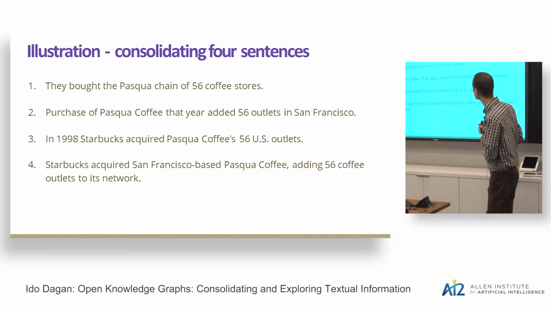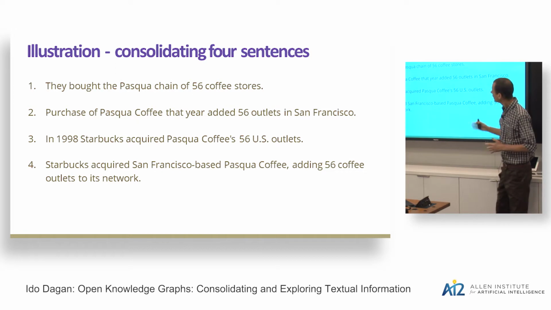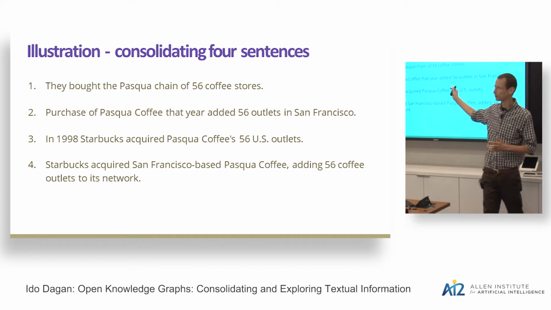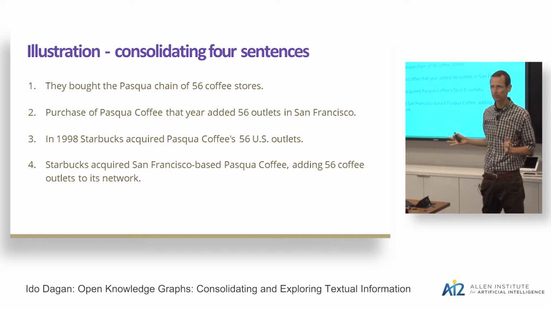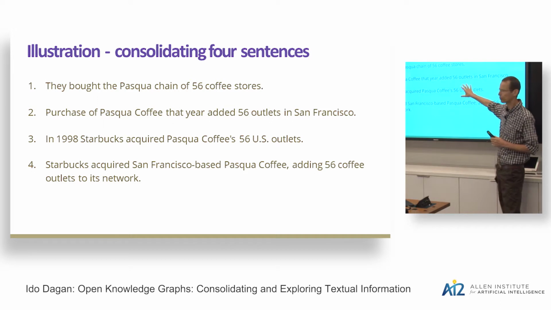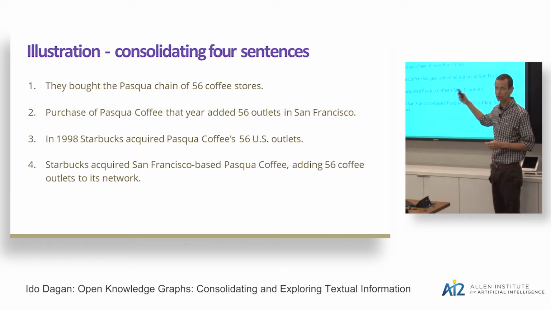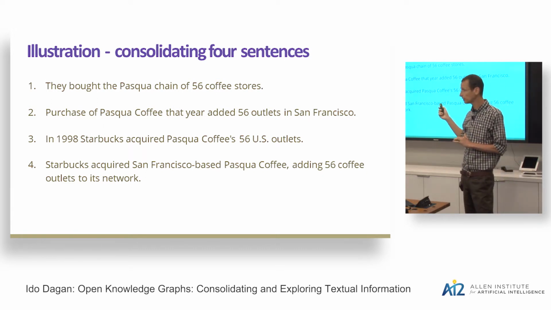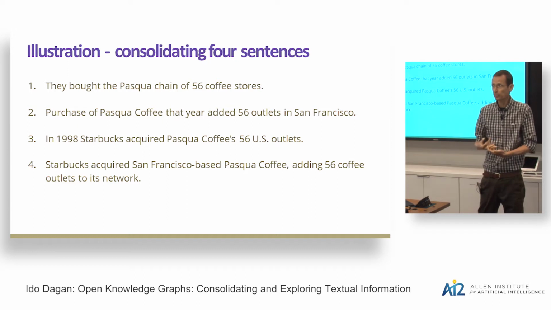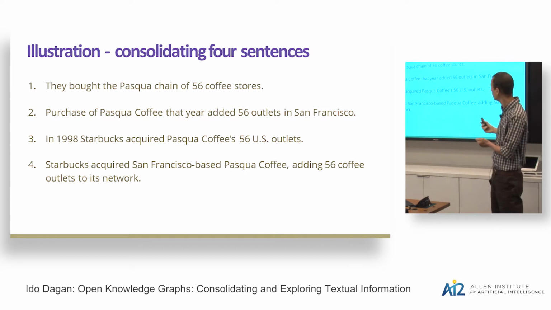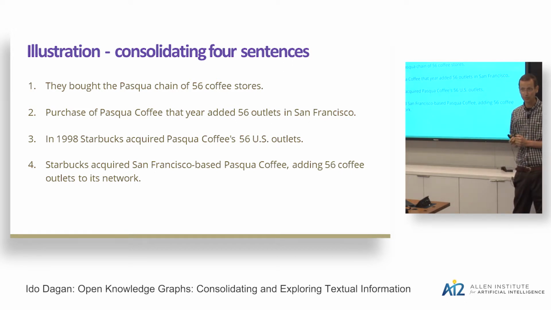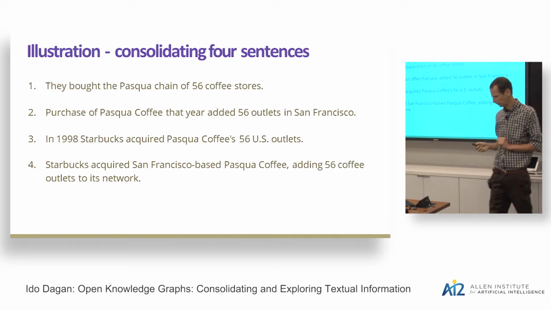So let's start and see how we are about to develop our approach. I'll illustrate our approach using these four sentences. These are four sentences taken from a cluster in a multi-document summarization setting. This was a cluster of documents about the evolution of Starbucks. Here we can see four sentences, each taken from a different document, and all of them refer to the same event, the acquisition of this coffee chain. There is some overlap, but also some complementary information in the different sentences.